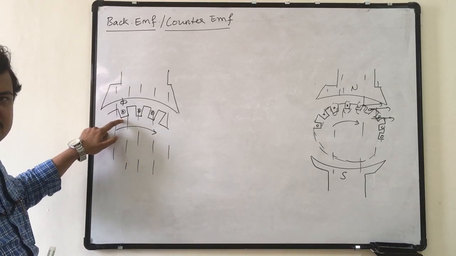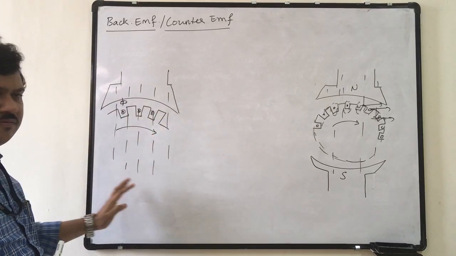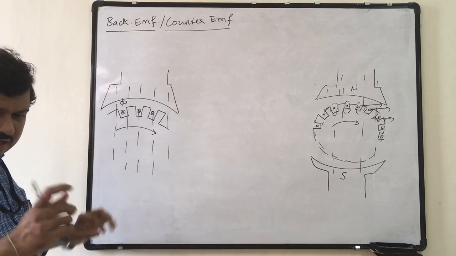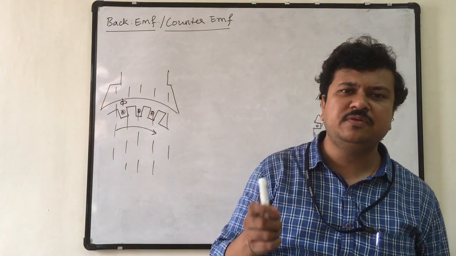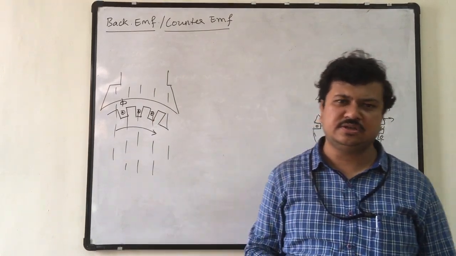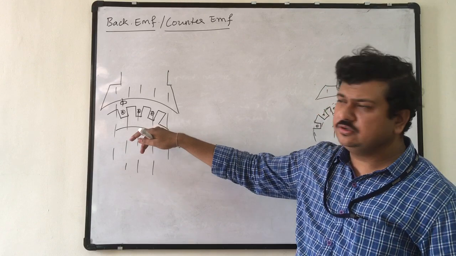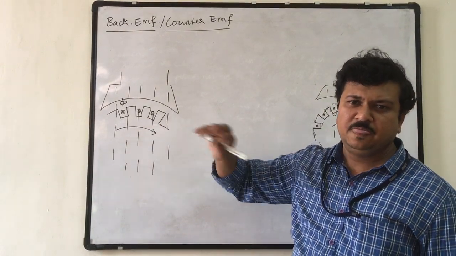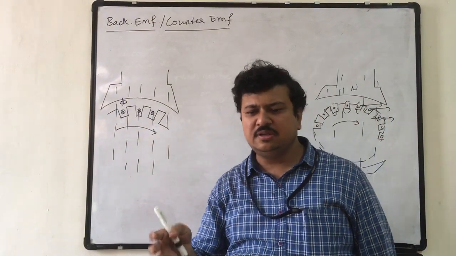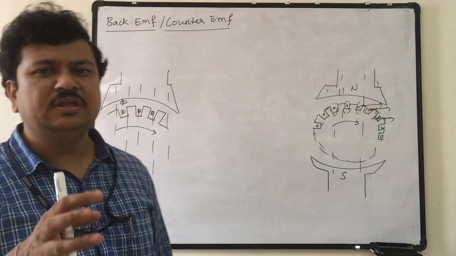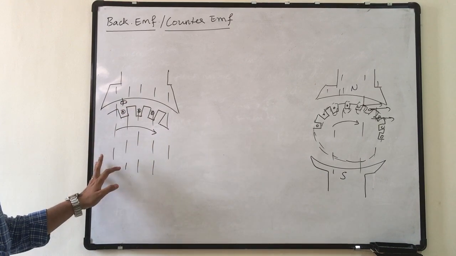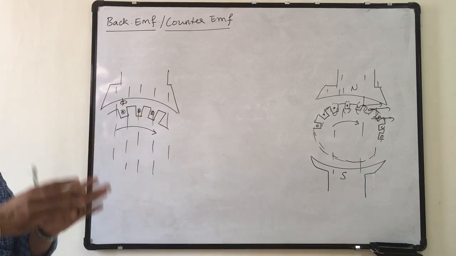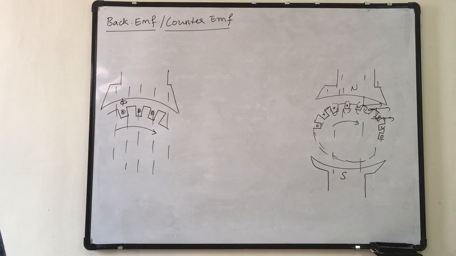Then those armature conductors are continuously cutting the main flux phi. Because armature conductors are cutting the main flux phi, an EMF is induced in the armature conductors. This induced EMF opposes the main cause, which is the supply voltage. So the effective voltage across the armature is always the supply voltage minus the back EMF. That is the effective voltage.